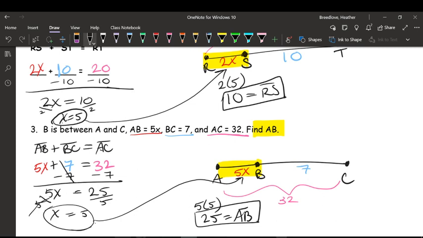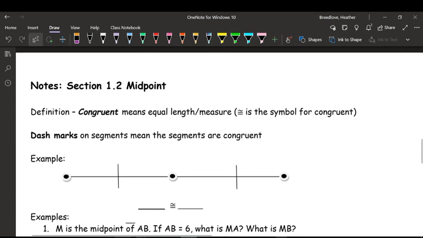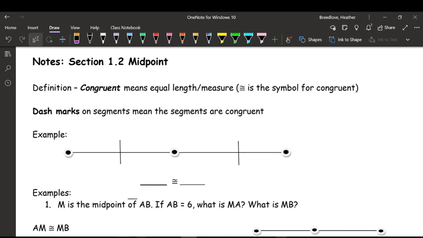The other topic is midpoint. Midpoint is very similar, but this time midpoint is not as vague as the segment addition postulate and the between. That one said between, so we knew it was in there somewhere. When we have a midpoint, we know it's exactly halfway, right? Both pieces are going to be exactly the same. It's cut in half.